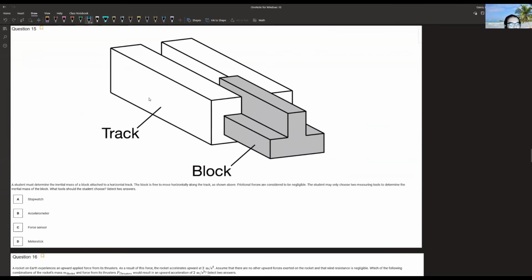All right, so we have a block and a track. A student must determine the inertial mass of a block attached to a horizontal track. The block is free to move horizontally along the track as shown above.